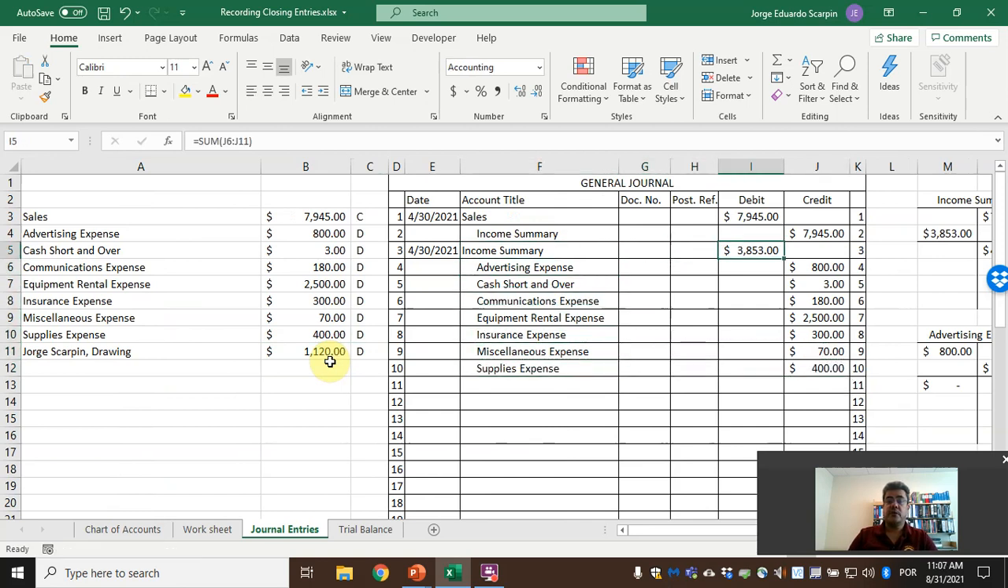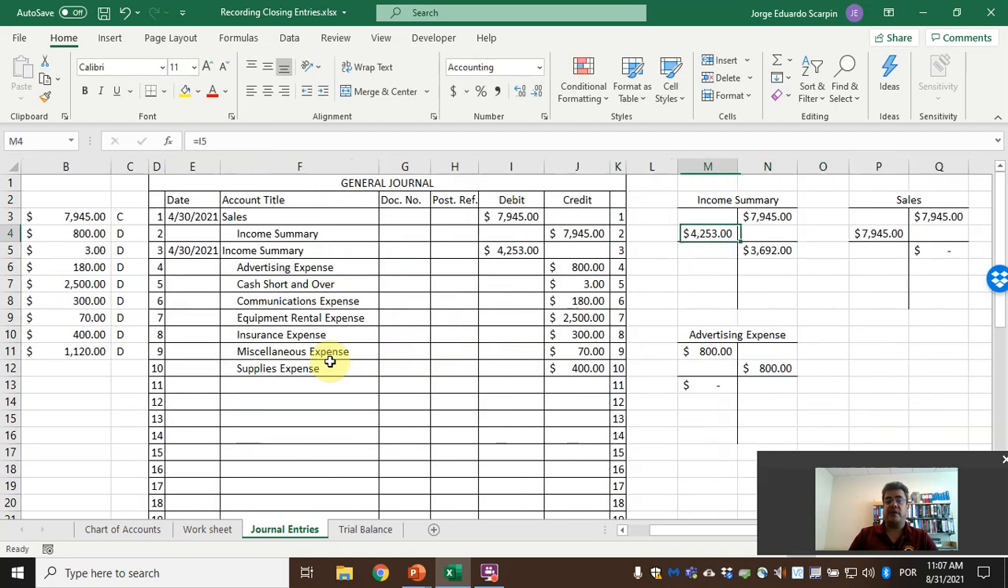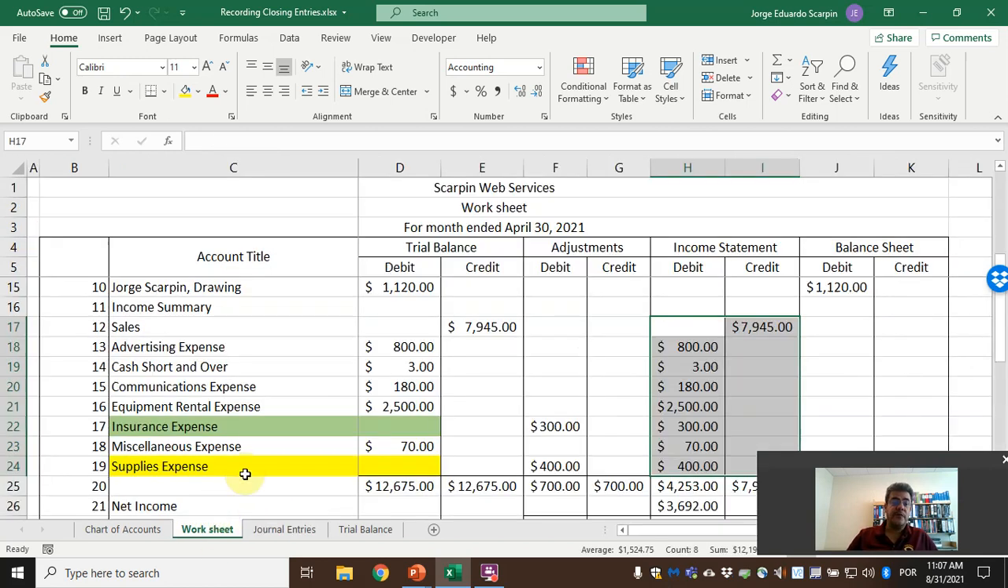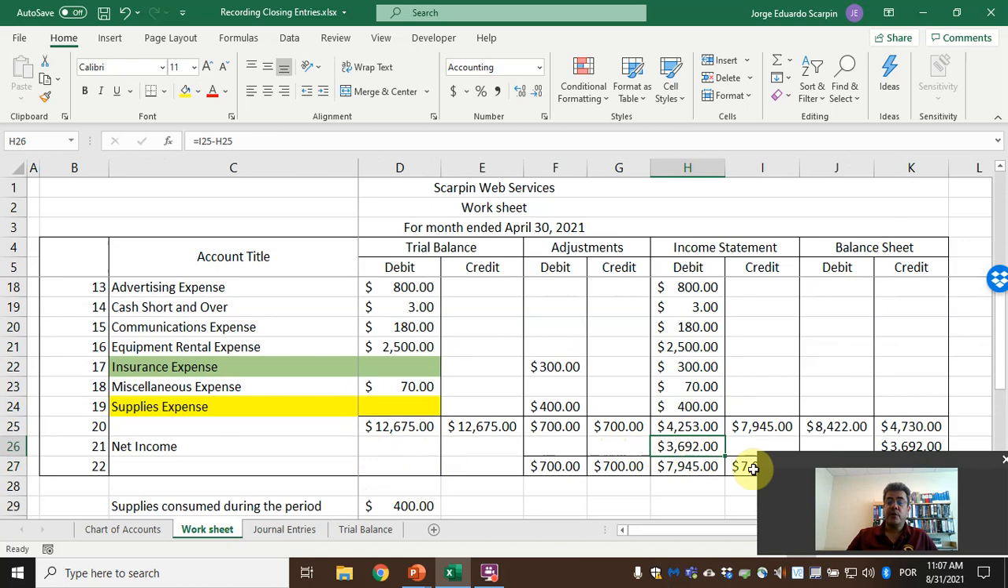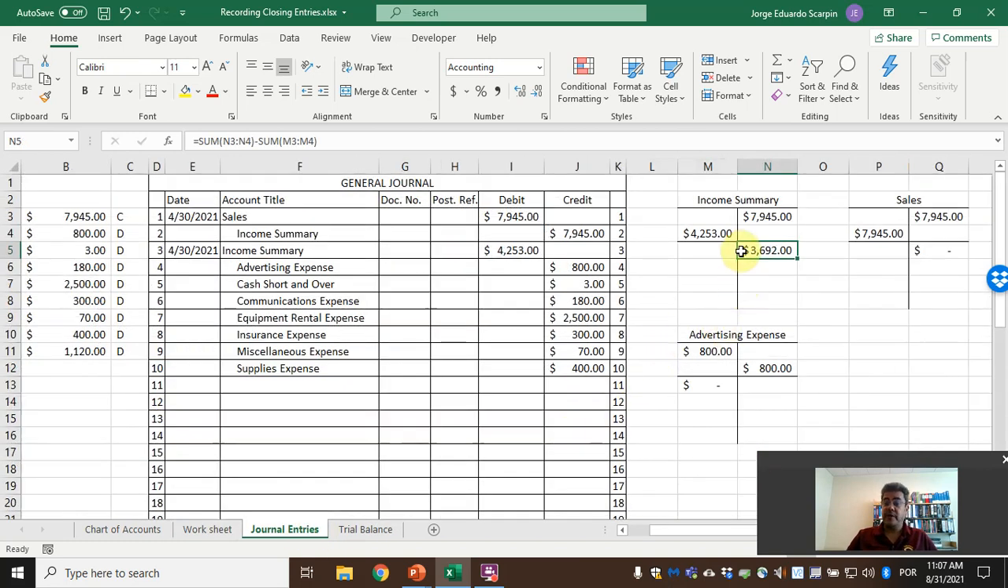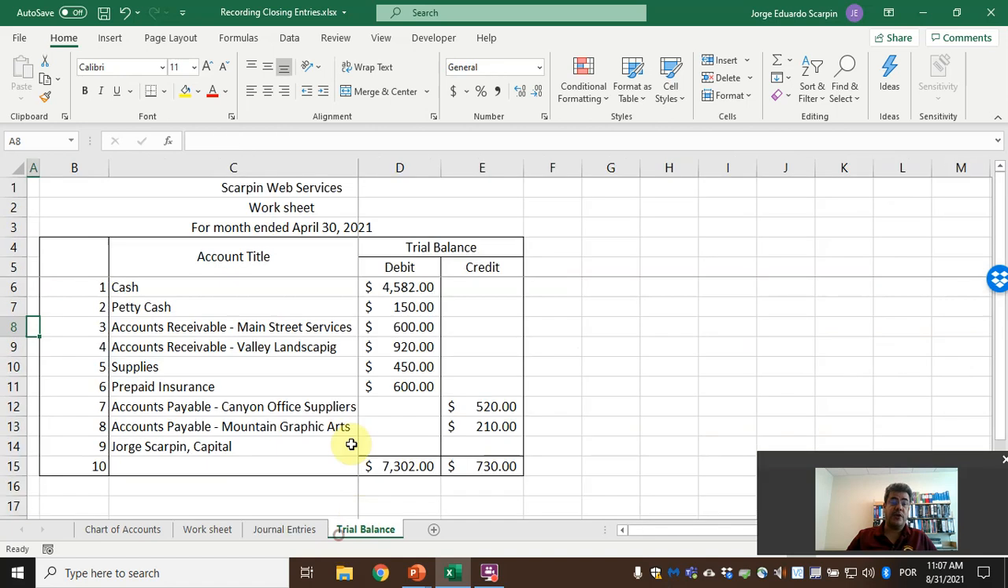So let's sum it. Okay, 4,253. I love Excel formulas. We don't need to do the same work twice. 3,692. If we come here, net income, 3,692. However, income summary is also a temporary account because our trial balance ends on capital.